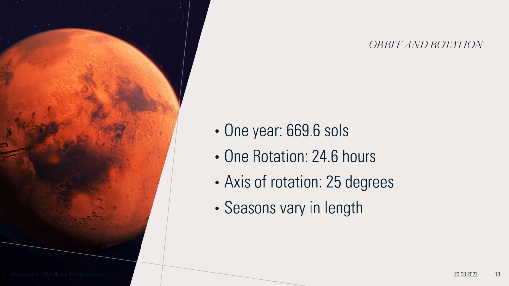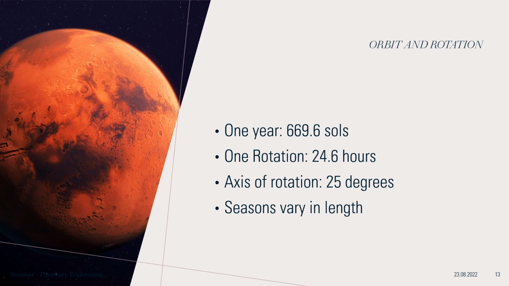So the next topic we're going to talk about is orbit and rotation. As all other planets in the solar system, Mars orbits the Sun. 1 year on Mars is 669.6 sols, so solar days, which is what the Martian days are called, though this number is equal to 687 Earth days. Also, one rotation around itself, so 1 day on Mars, is 24.6 hours. In comparison to the Earth day, it's very similar with 23.9 hours.